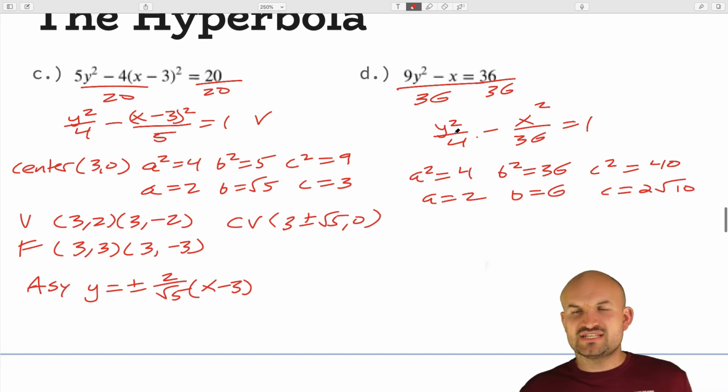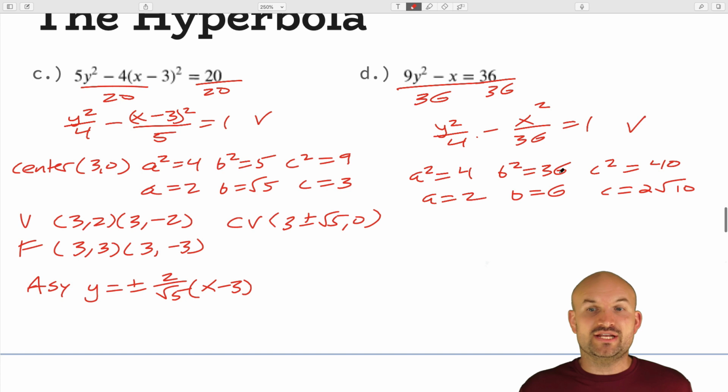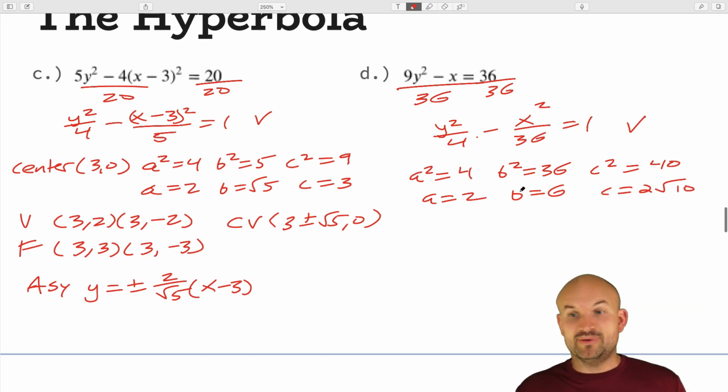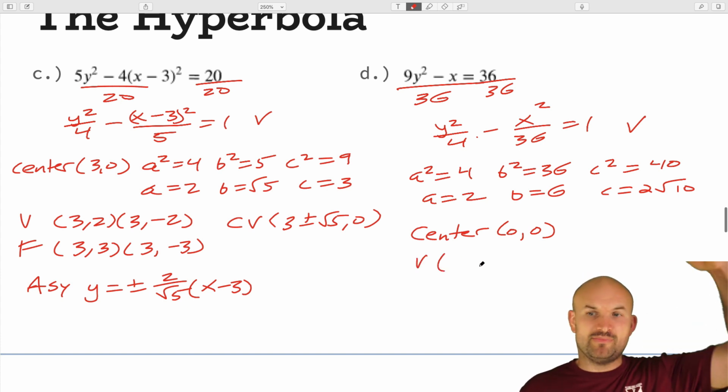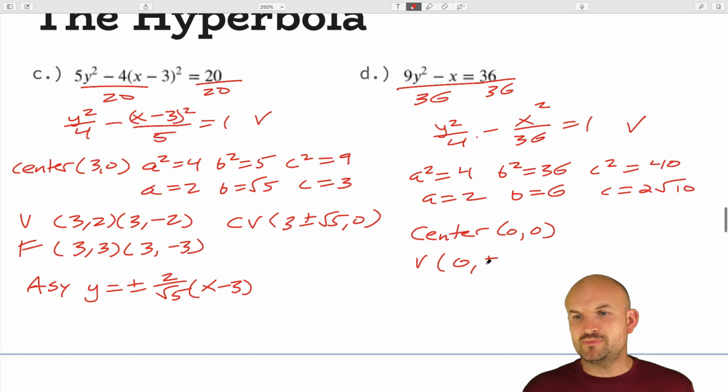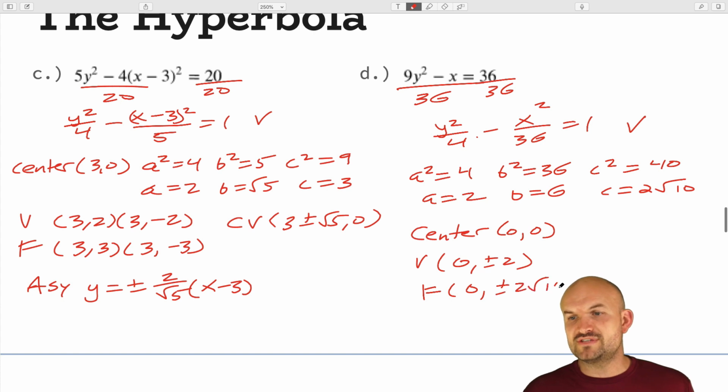All right, since my a squared is under my y, again, that's going to be another vertical. So again, I'm going to be going up and down here. You can see that my center in this case is going to be at the origin. So that's going to be 0, comma 0. My vertices are going to be going up and down from there. So that's going to be 0, comma plus or minus 2. My foci are going to be going up and down as well. So that's going to be 0, comma plus or minus 2 square root of 10.